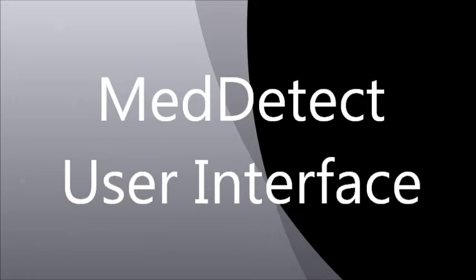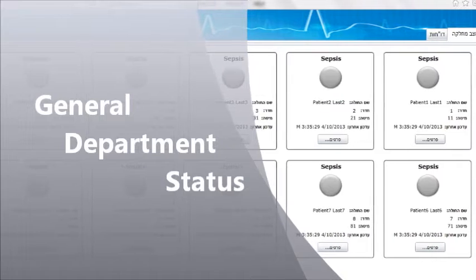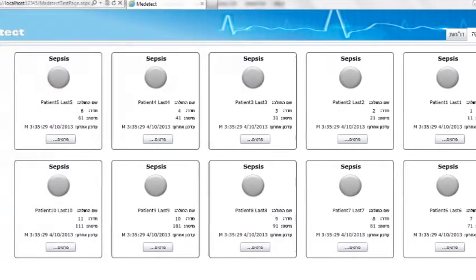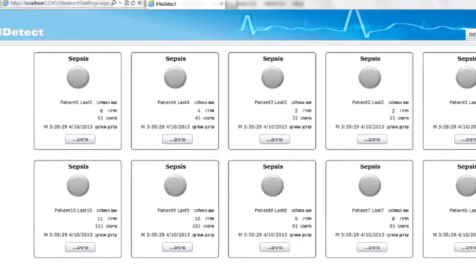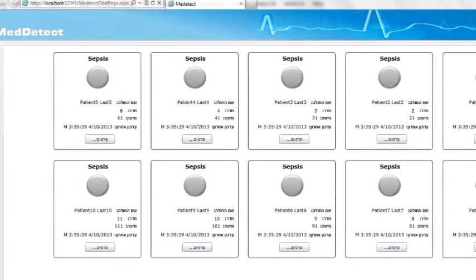On the user interface, there are several major functionalities. This window presents the current status of all patients hospitalized on the ICU department. For each patient, we present basic demographic information and its current sepsis diagnosis. The medical staff is using this interface to monitor constantly the patient's status.